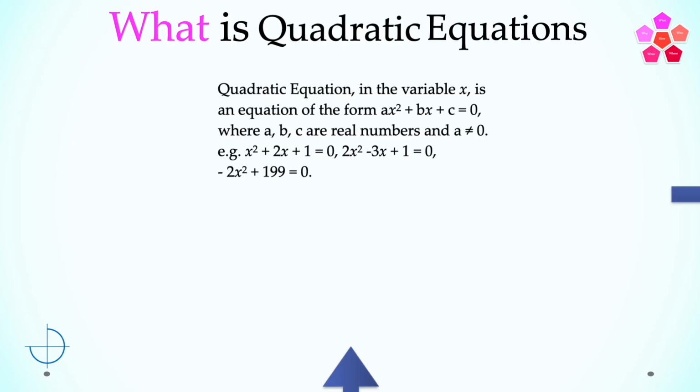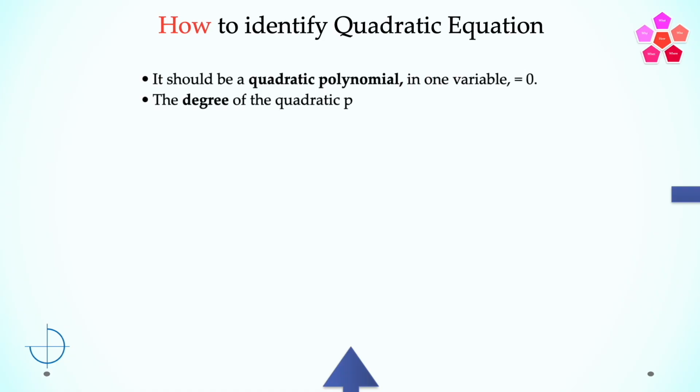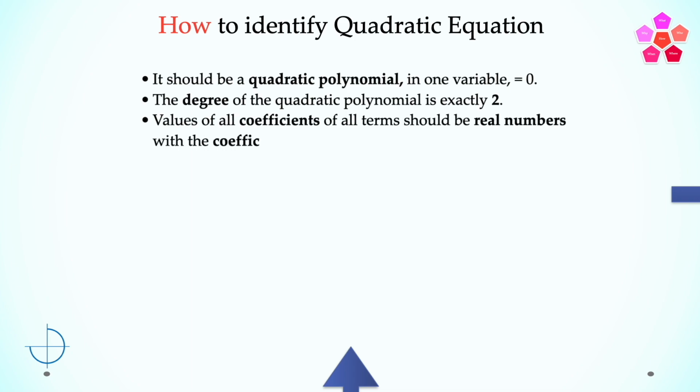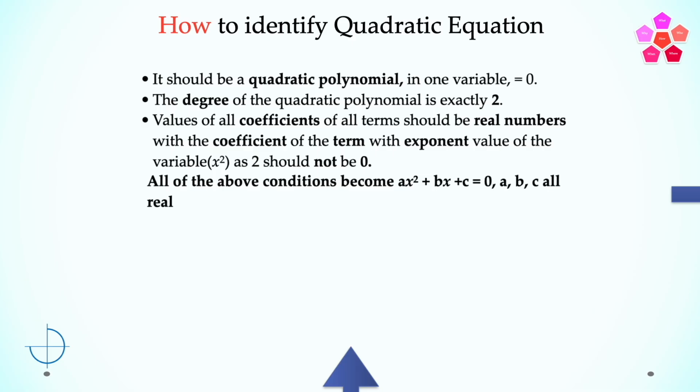So let's see how to identify the quadratic equation. It should be a quadratic polynomial in one variable and it should be equated to 0. The degree of the quadratic polynomial should be exactly equal to 2. All coefficient values of all the terms should be real numbers and the coefficient of the term with exponent value of the variable as 2 should not be equal to 0. All these conditions become ax squared plus bx plus c is equal to 0, where a, b and c are all real numbers and a is not equal to 0.